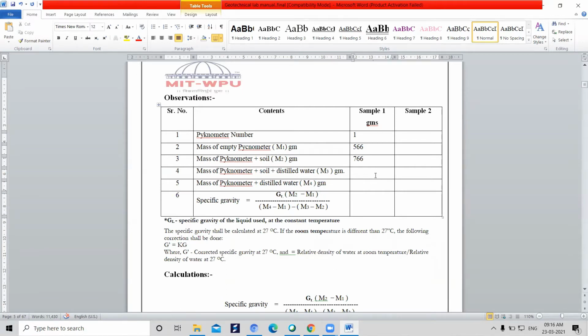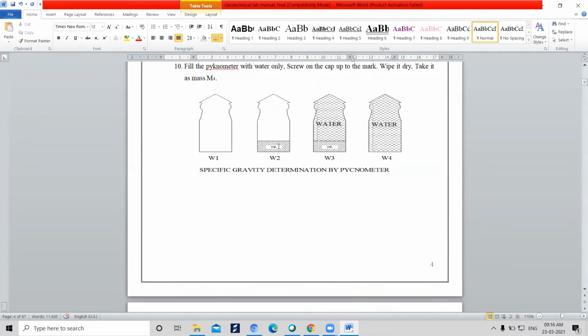Okay, the next one. Now for the same one, we have to add water. Which water? Distilled water we have to add. So add distilled water and make it completely full. Make it full. Okay, please listen. Make it full and then stir it so that the soil present here, the 1/3 of the soil which we have added in the pycnometer, is completely saturated. That should be our concern.